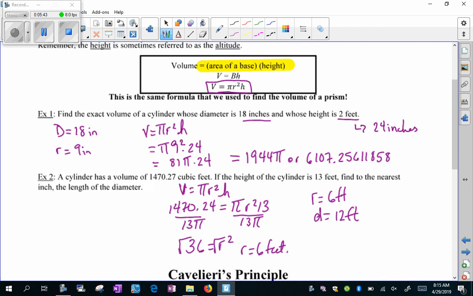And if I know the diameter is 12 feet, then when I convert that to inches, it is going to be 144 inches. All right. Something important that I want to go back to in that first example, please remember that since this answer here was in inches, this is inches cubed. Very important, inches cubed, because we're dealing with volume.